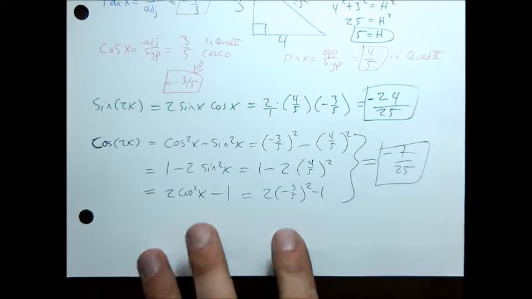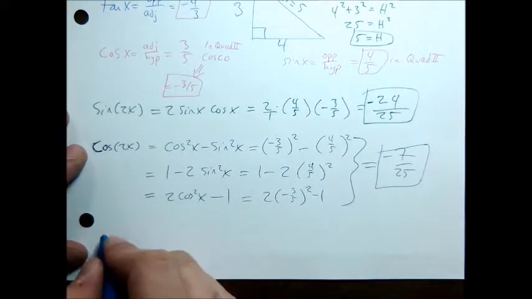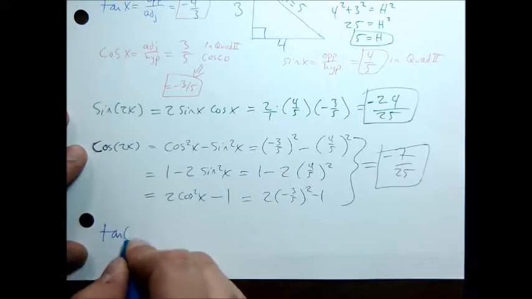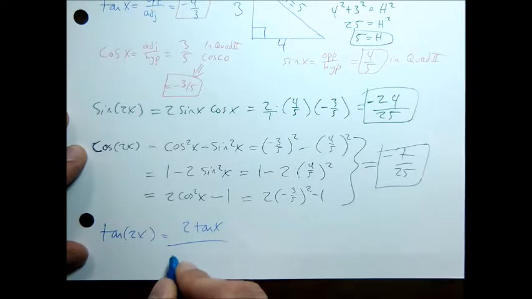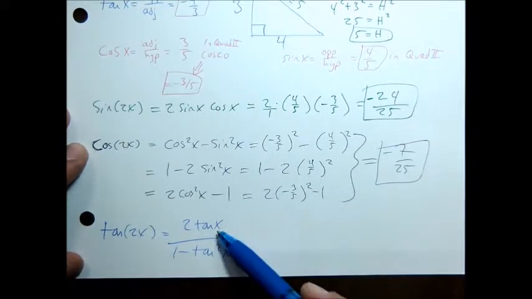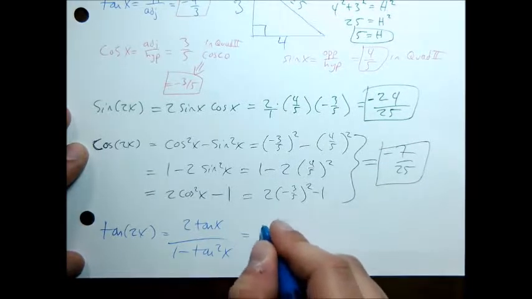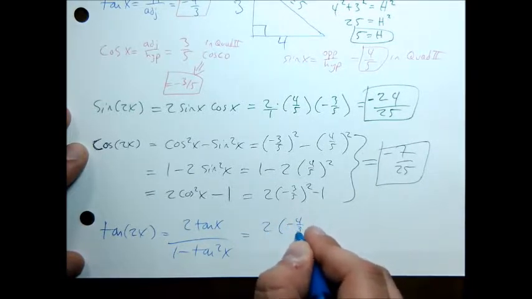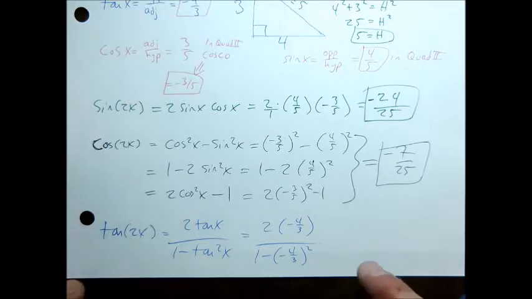And then lastly here, if we want to do tangent, tangent looks like a fraction, right? So tangent of 2x would be 2 tan x over 1 minus tangent squared. And we were given tangent to begin with. We were given tangent as minus 4/3. And so we can just plug those directly in to get something that looks like that.